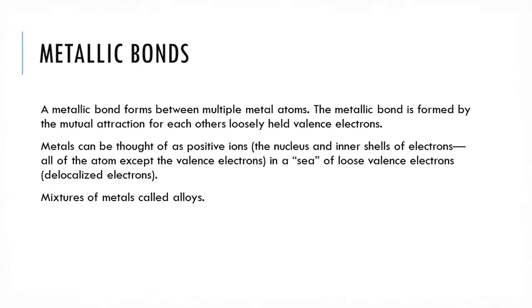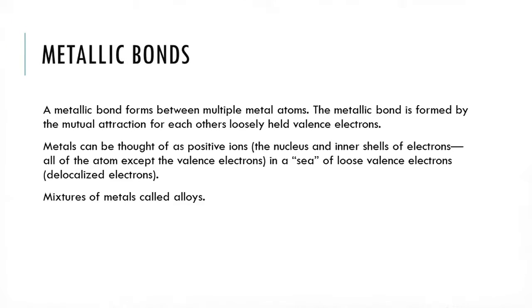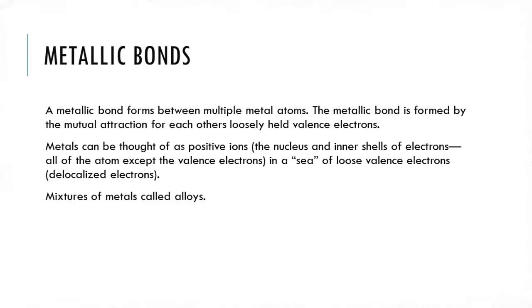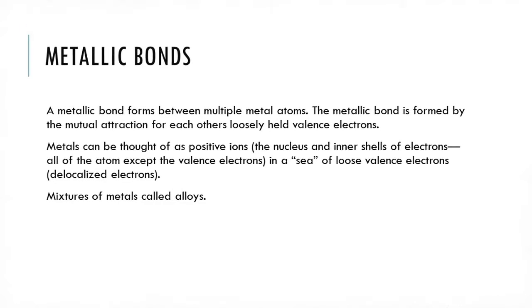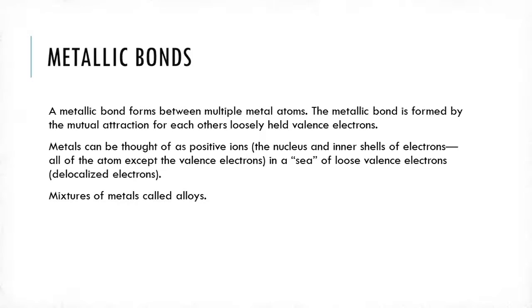Metals can be thought of as positive ions, the nucleus and the inner shell of electrons, all of the atoms except the valence electrons, in a sea of loose valence electrons, or delocalized electrons. A mixture of metals is called an alloy.